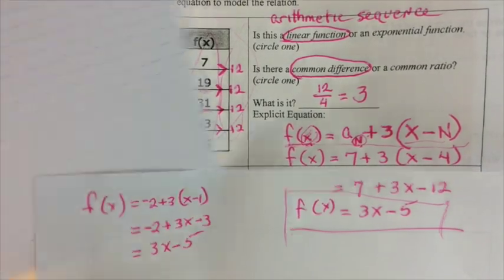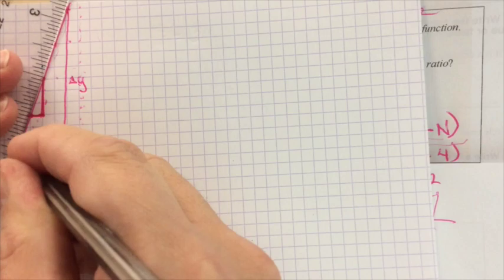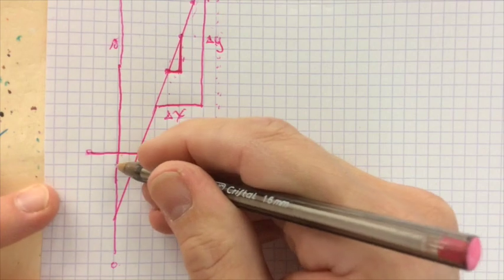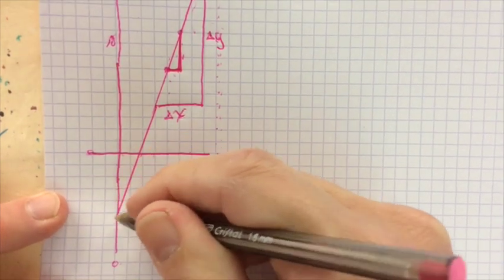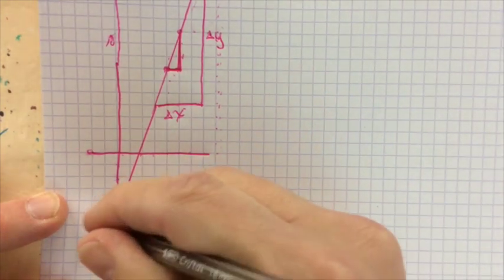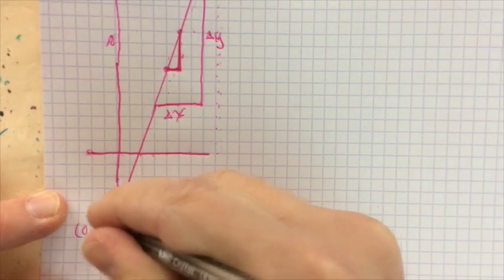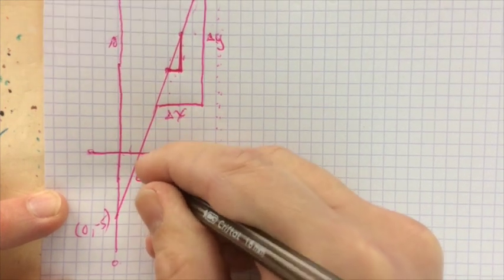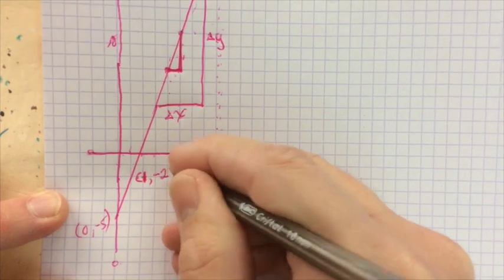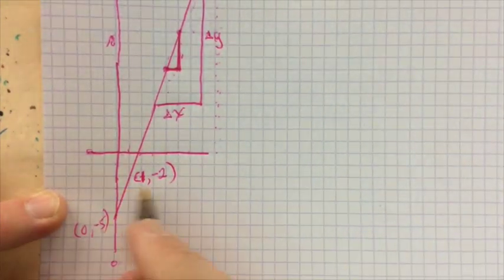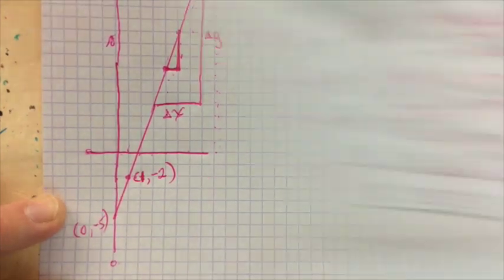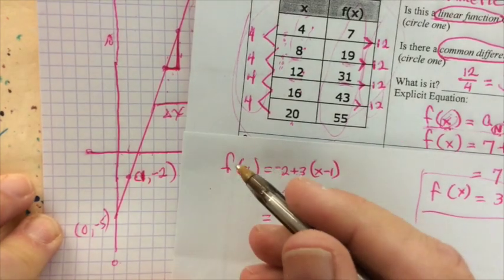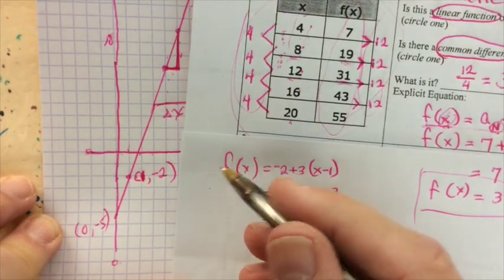Why is that the same? Well, look. If I follow this line all the way down, when x is equal to 0, y is equal to 1, 2, 3, 4, 5, negative 5. So this is (0, -5). If x is equal to 1, y is equal to -2. So what you're doing is using this point as your reference. You're saying, okay, I'm picking the first term in the sequence, a1.